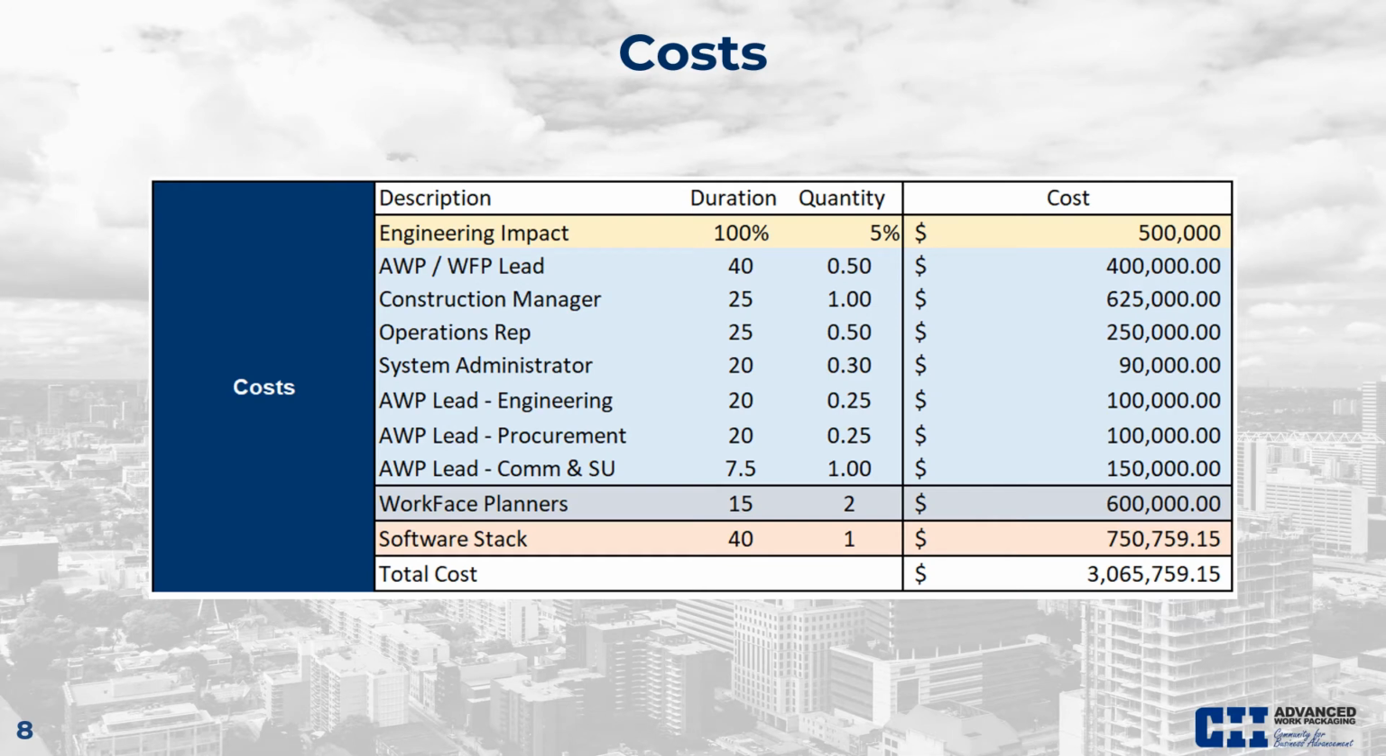The tool will also give you a summary of your costs, which include things like engineering impact, additional people that you'll need to support AWP on your project. So in this, we include things like AWP lead. We have also things like construction manager and operations rep. Those aren't additional positions. The intent there is that those people are on the project earlier, and therefore we have to capture their costs for longer than we would do on a non-AWP project. So some of these, like the specifically identified AWP leads, are new positions, and some of these are just considered to be on the project for a greater duration. Then we also have workplace planners, and lastly, we consider a cost for the software stack to support AWP.